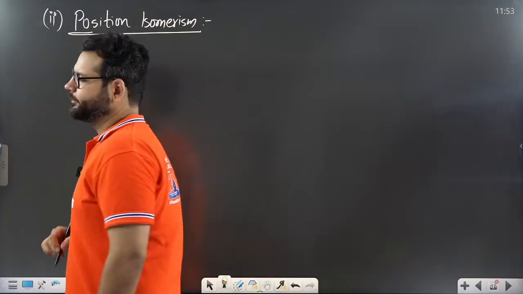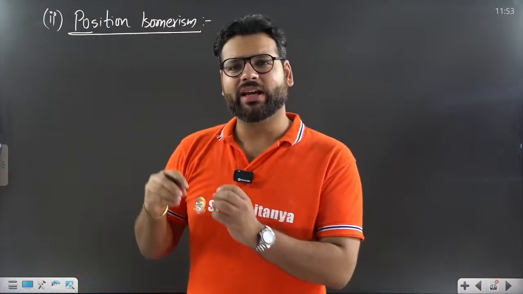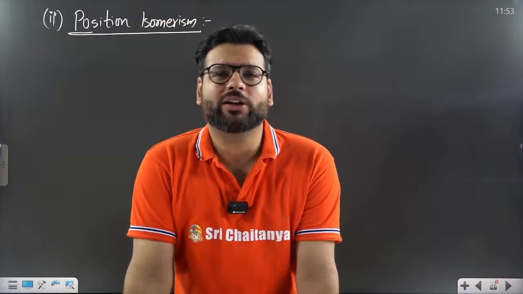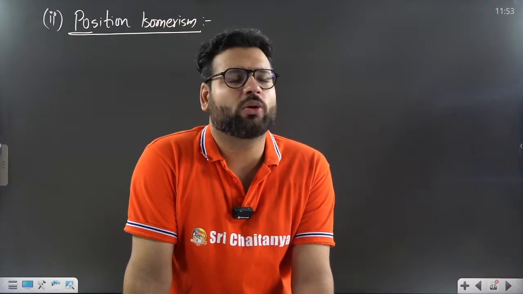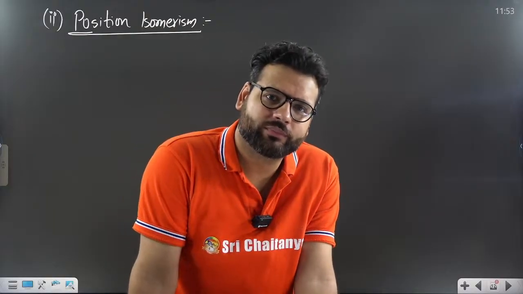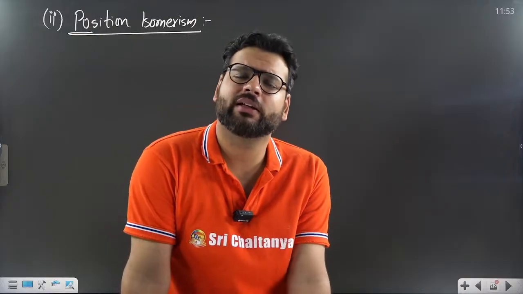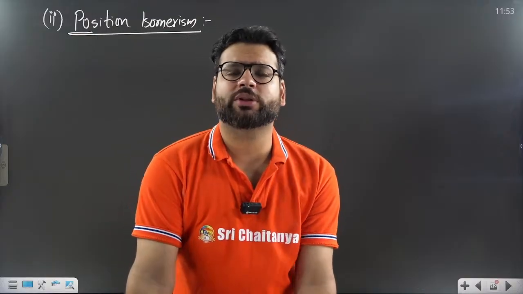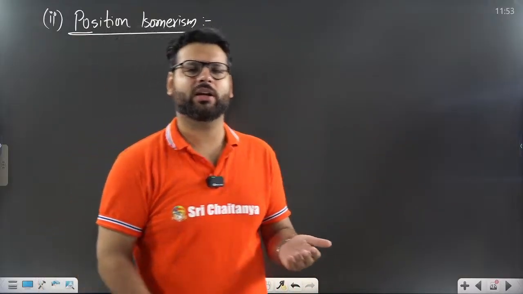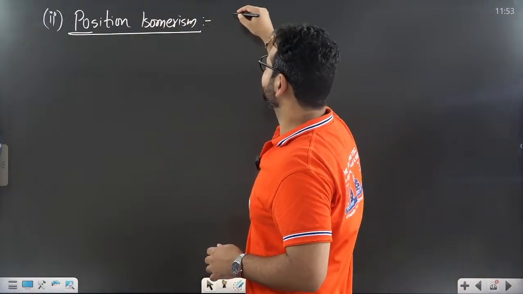Position isomerism. So here, the parent chain must remain the same. What should be different? Different should be only the locant of a substituent. Locant means position only, no? 2-methyl, 3-methyl, 4-methyl, 5-methyl. These are all different locants. So the substituent, functional group or unsaturation should have a different position in the parent chain, but the parent chain must remain the same. Okay. So positional isomerism, write it down.